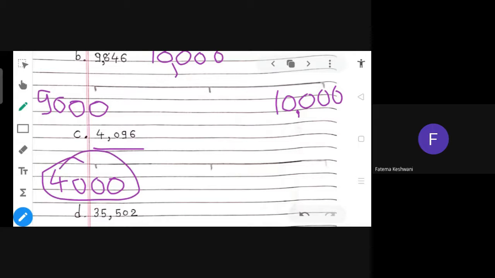4000 we have already written. And you have to tell me in a 1000 gap which number we will write. After 4000, what number comes in a 1000 gap? 5,000. So these are multiples of 1000, like 1,000, 2,000, 3,000, 4,000, 5,000. All these numbers are multiples of 1,000. I've already explained what is a multiple of 10, multiple of 100, multiple of 1,000. Now next name.